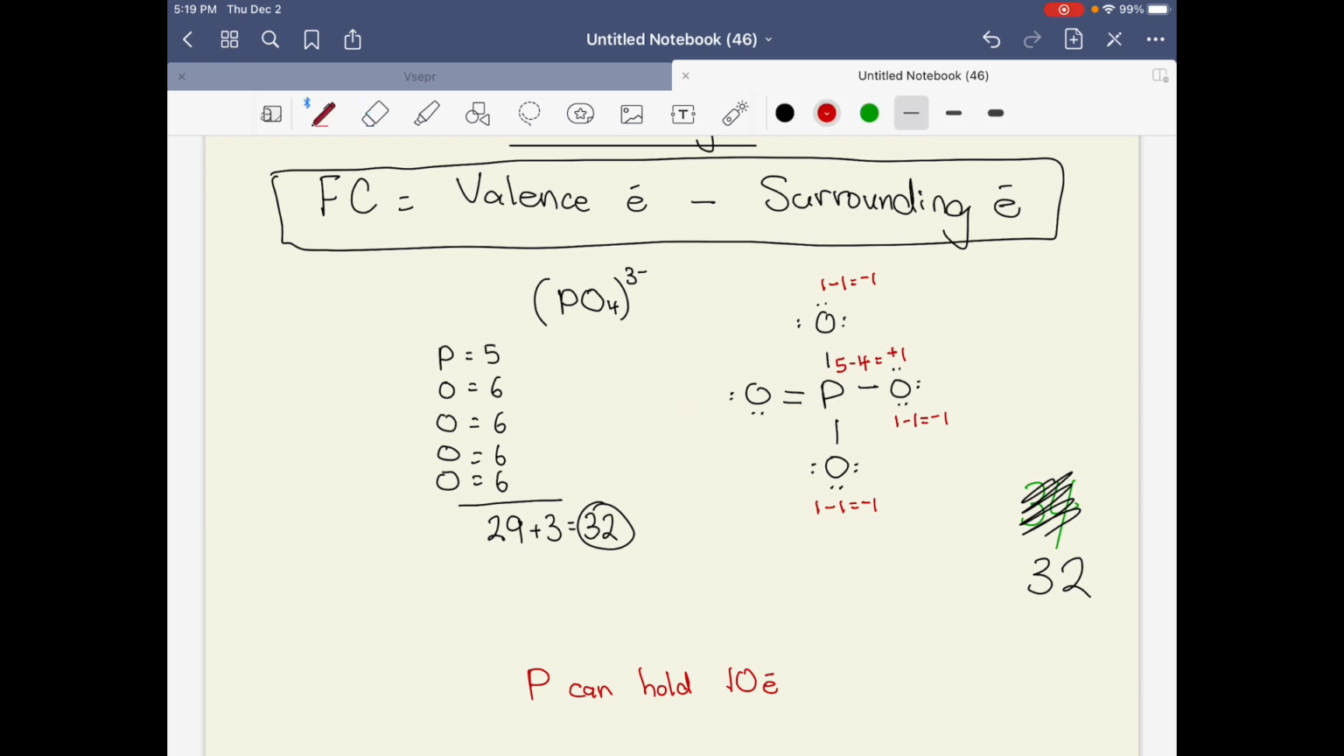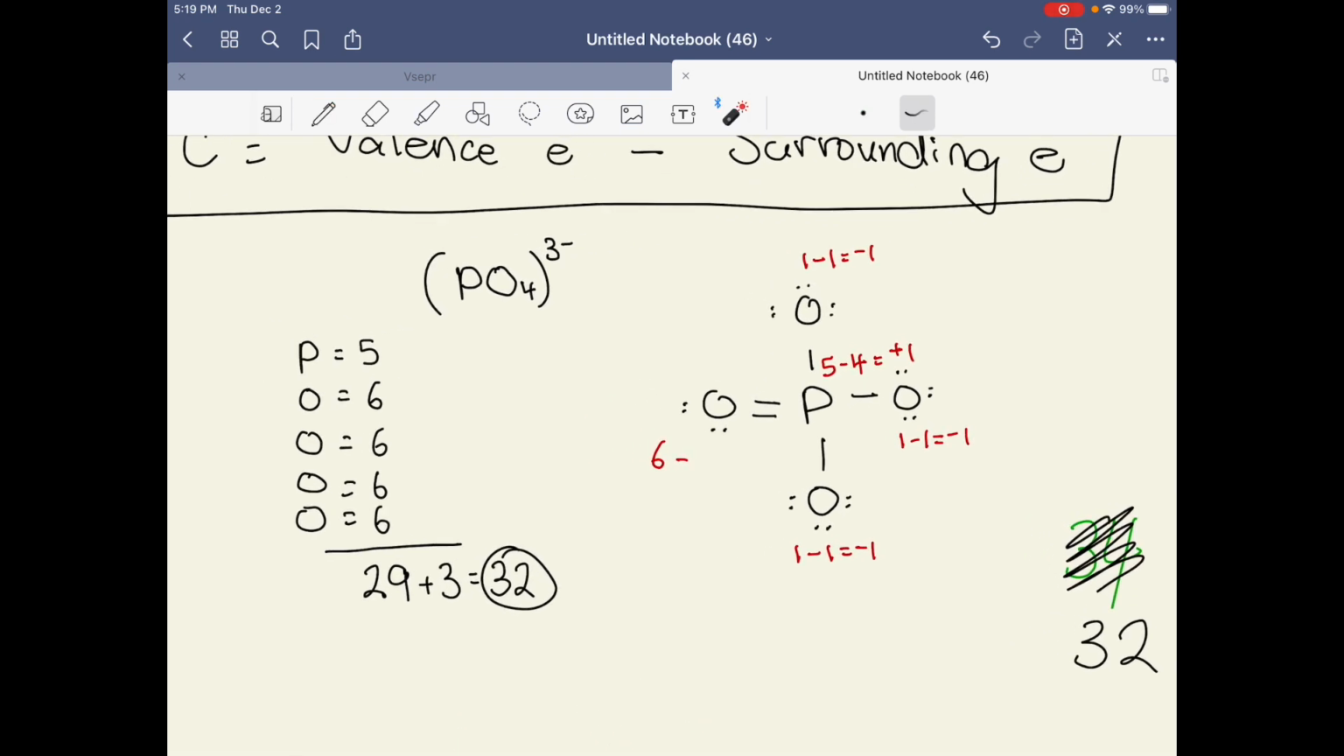This oxygen. Oxygen has 6 valence electrons. Now let's see how many electrons surround this. 2, 4, 5, 6. Whoa. Hey, now we're talking here. Oxygen now is neutral. We free him up. Whoa, this is great.